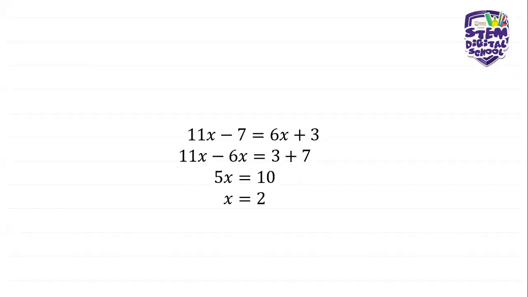Sir, the simplest way I check if my answer is correct is by putting the 2 in with the 11. So this is what I did: 11 times the 2 minus 7, it gave me a 15. Then I went to my right-hand side and I said 6 times the 2 plus 3, and it also gave me a 15. So that's how I saw that the answer is correct.